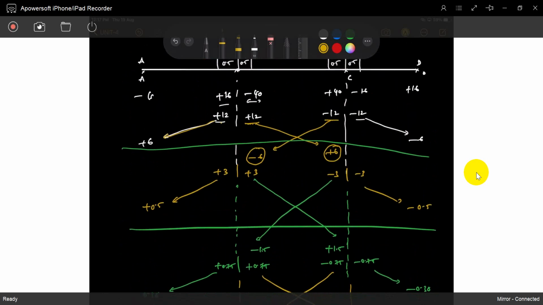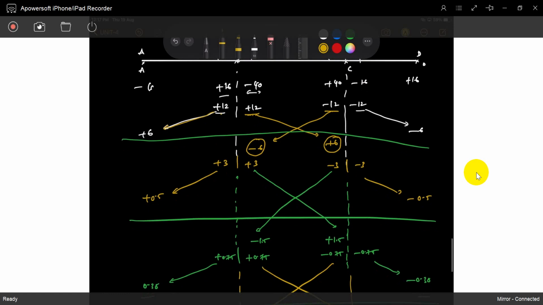So what is the moment at A, at AC? So at AC, minus 16 plus 6 plus 0.5 plus 0.38, it will come to minus 9.06. So sorry, one thing you have missed. Where did you miss it? So plus 3, see, it's 3, it's not 0.5, we write it, it's 1.5 here also.